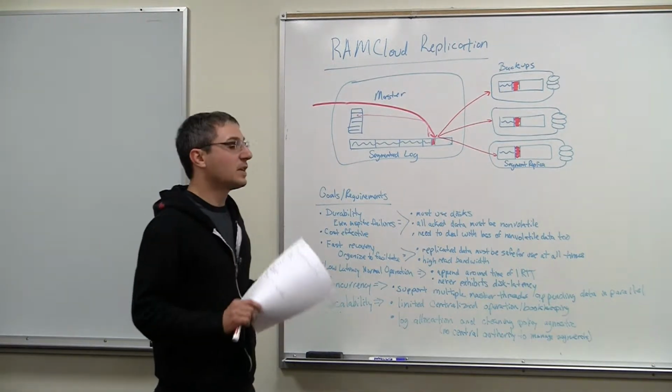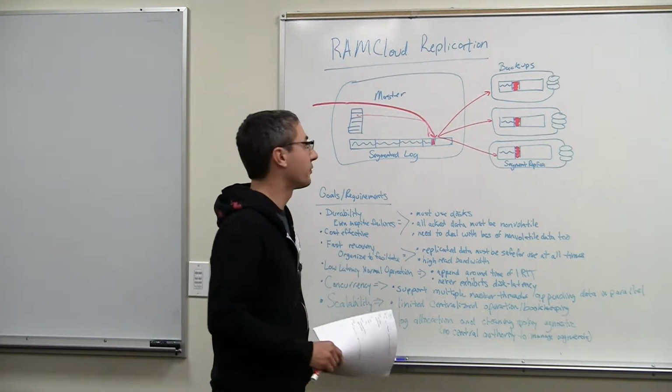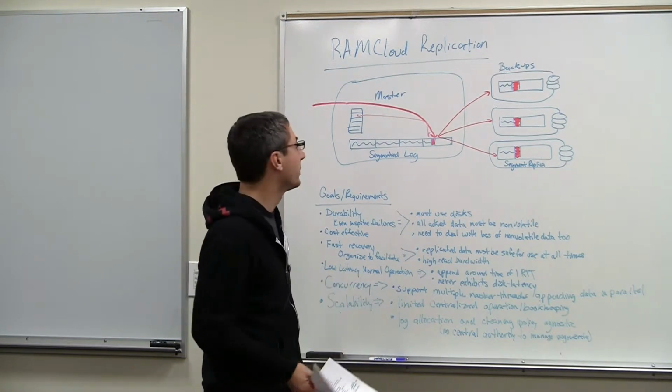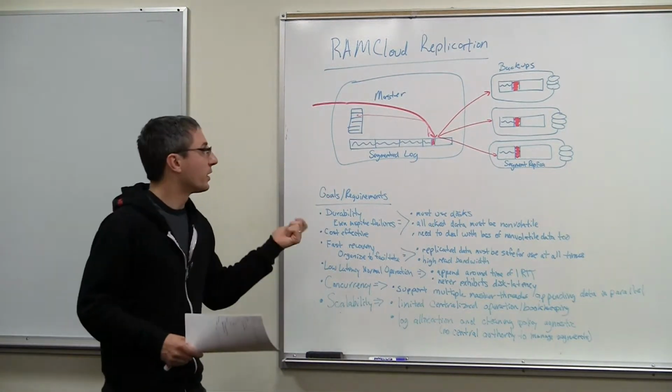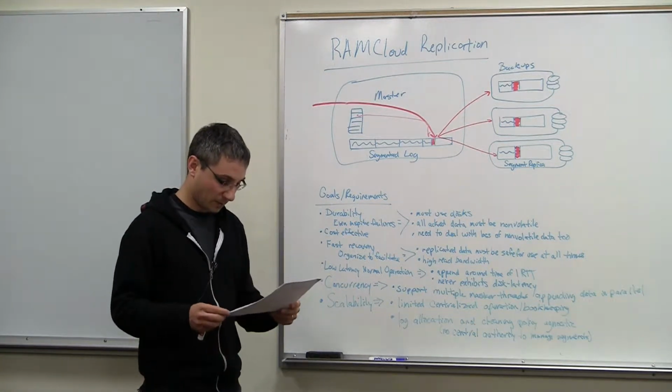So that's the key, the linchpin piece in making fast recovery happen: we need really, really high aggregate disk bandwidth. And so you'll see that one of the keys to this is scattering segments around.